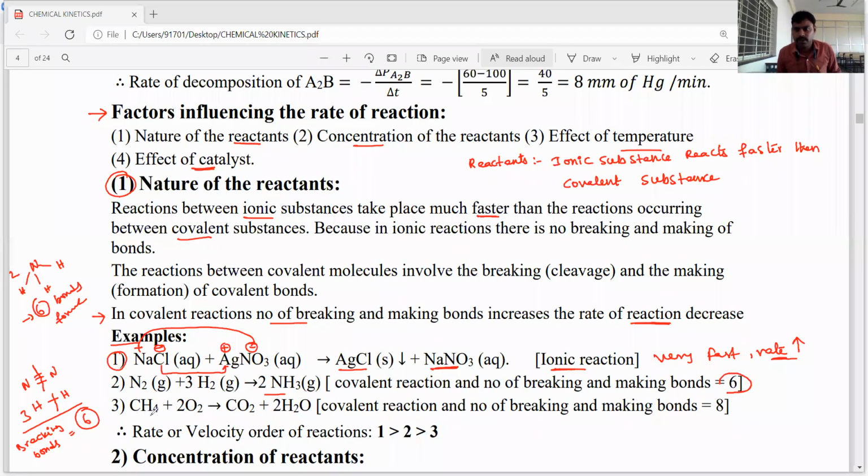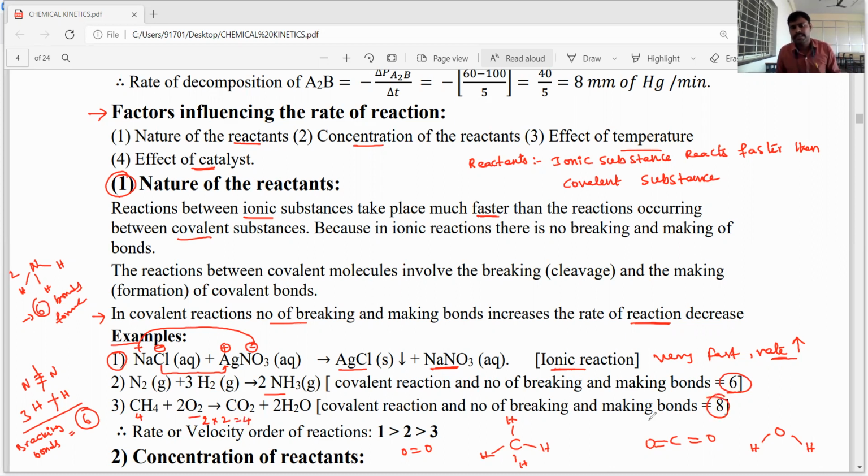And the third example: CH4, where carbon is bonded with 4 hydrogen atoms. CH4 reacting with O2, that is combustion of CH4, gives CO2, carbon dioxide, where C is double bonded to O, and forms water. In O2, a double bond is present between O and O. So here 4 plus 2 into 2, this is also 4, total 8 bonds are breaking and 8 bonds are forming.